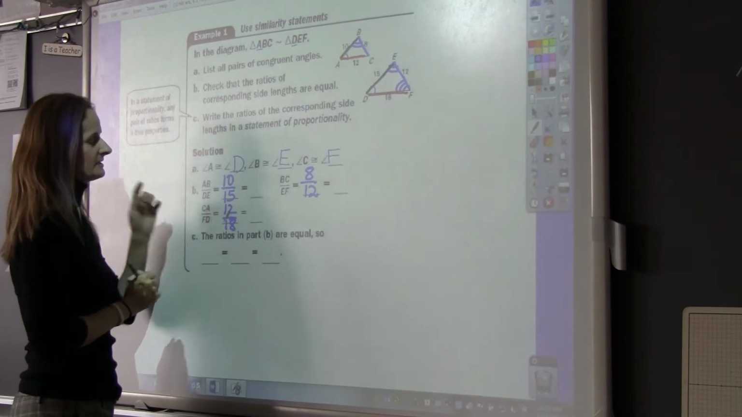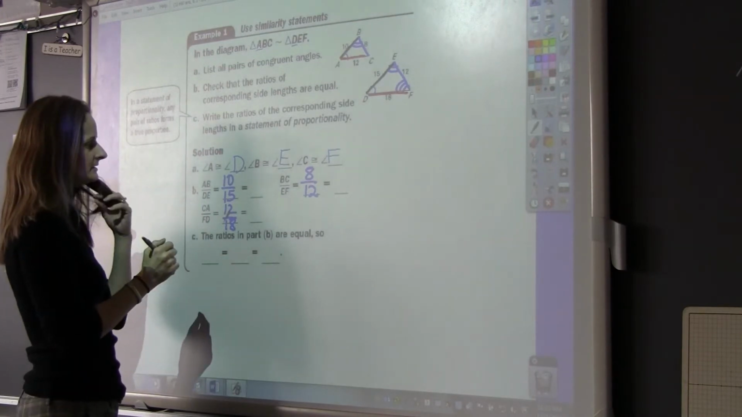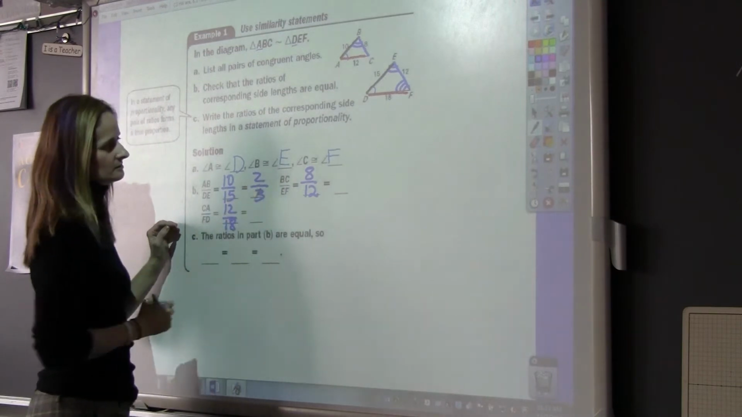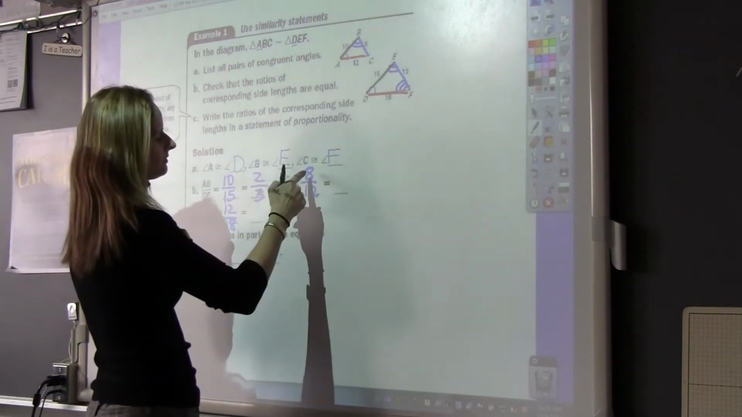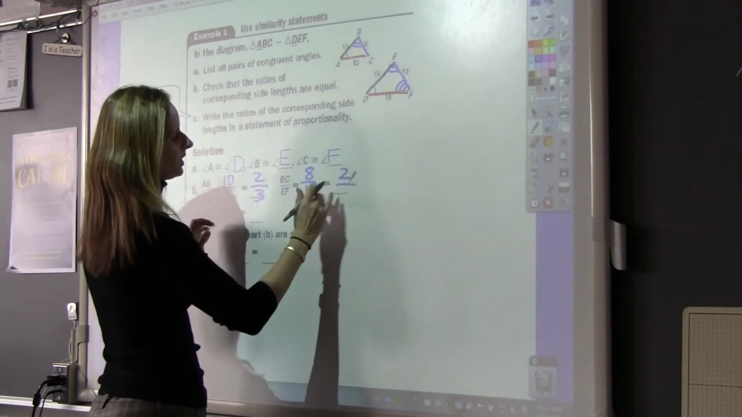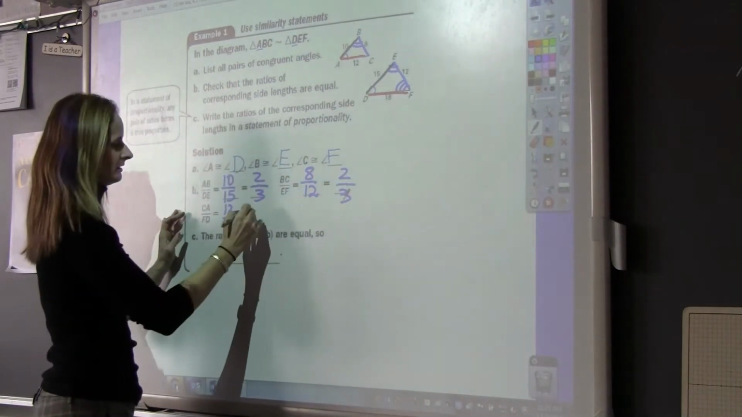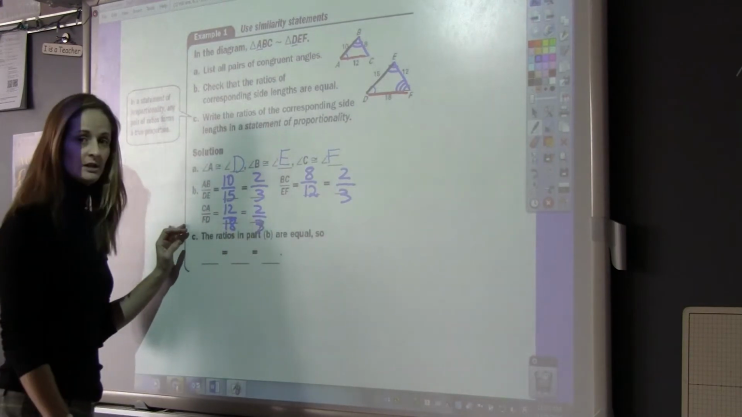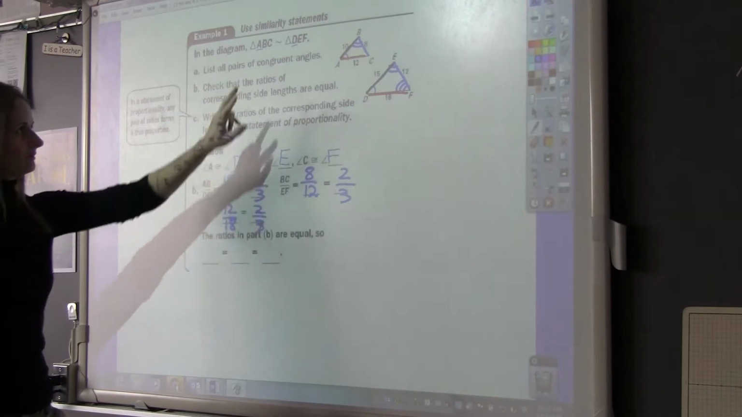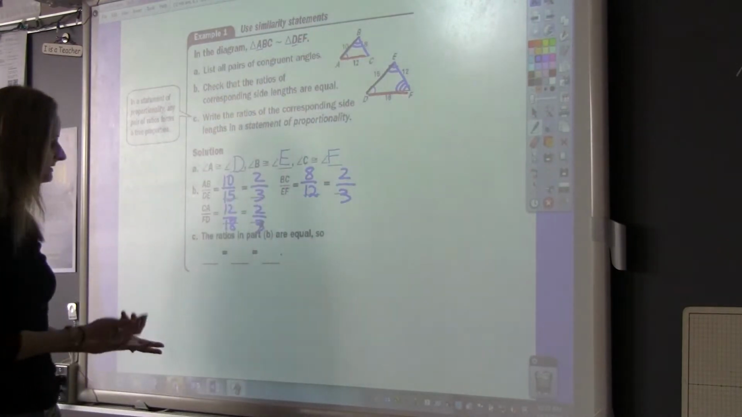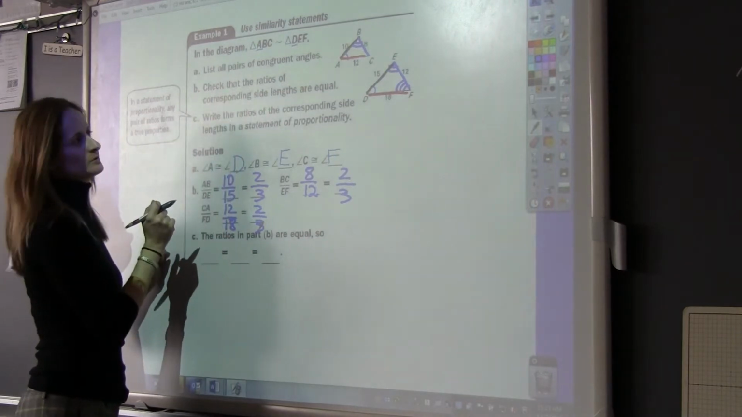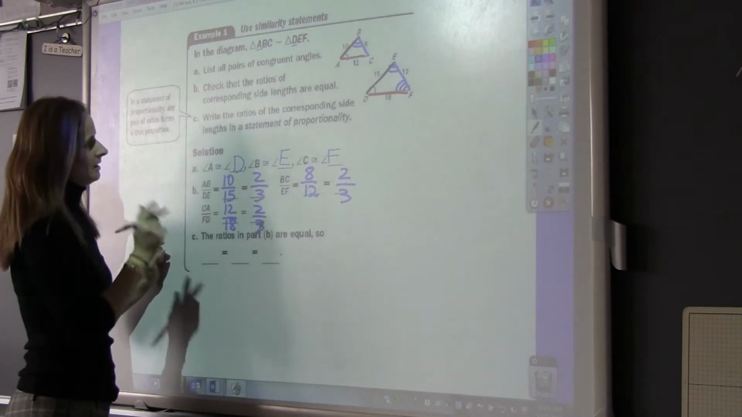Okay, so we simplify. We know that 5 goes into 10 twice and 5 goes into 15 3 times, right? So 8 divided by 4 is 2, and 12 divided by 4 is 3. So we're getting 2 to 3 as our scale factor or our ratio for each of the sides. So all the sides, we just checked that the ratios of the corresponding side lengths are equal.